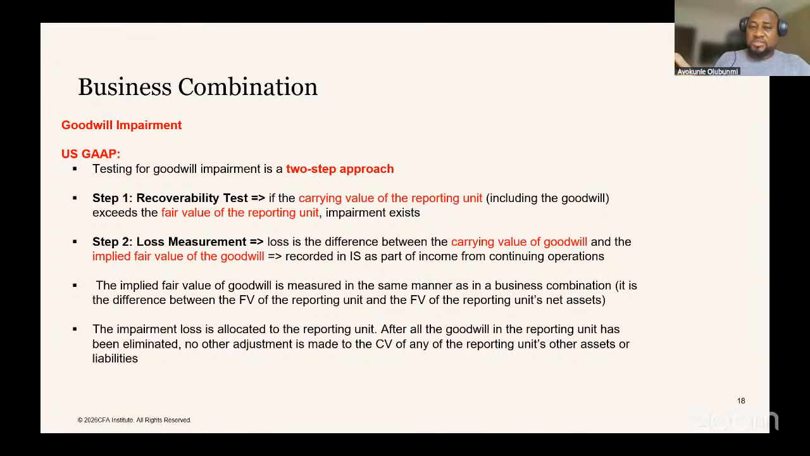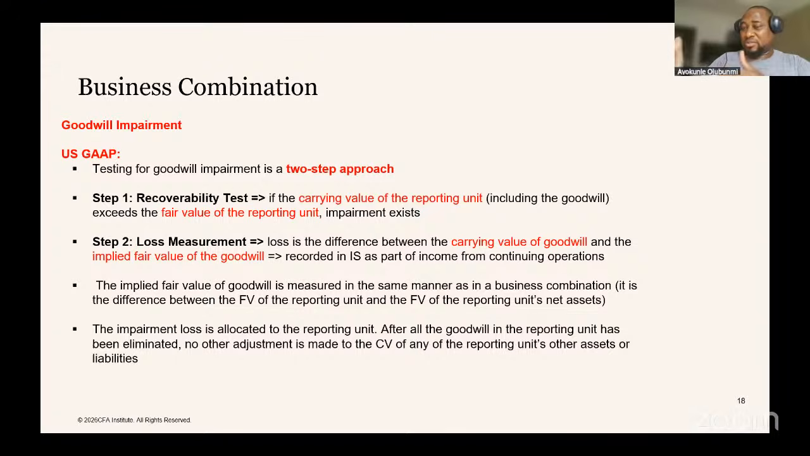What is the loss measurement? We compare the carrying value of the goodwill with the implied fair value of the goodwill. What do we mean by that? It means that based on the new conditions that you have now, you compute the goodwill again. Remember that this is US GAAP. Under US GAAP, we're using the full goodwill approach.